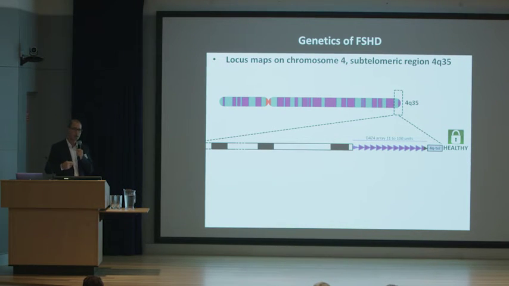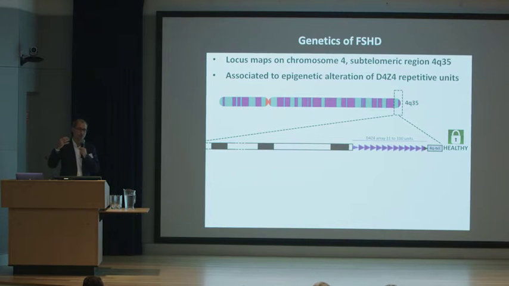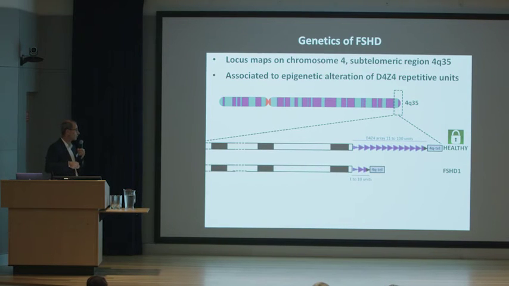In FSHD, what is going on is that there are so-called epigenetic alterations. So there is an alteration of the epigenome in this region. The modifications to which I was alluding before are different in the patients, and these modifications are brought about by at least two different mechanisms. The first one, which is the one that is most commonly found in FSHD patients, so-called FSHD1 patients, is brought about by deletions, by loss of this repetitive unit.